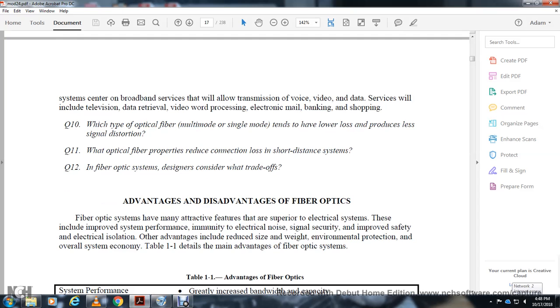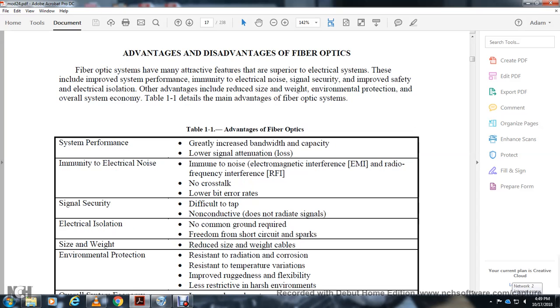Advantages and disadvantages of fiber optics. The fiber optic system has many attractive features over the electrical system. These include improved system performance, immunity to electrical noise, security, improved safety, and electrical isolation. Other advantages include reduced size and weight, and environmental protection, and overall system economy. Table 1.1 details the main advantages of the fiber optic system.